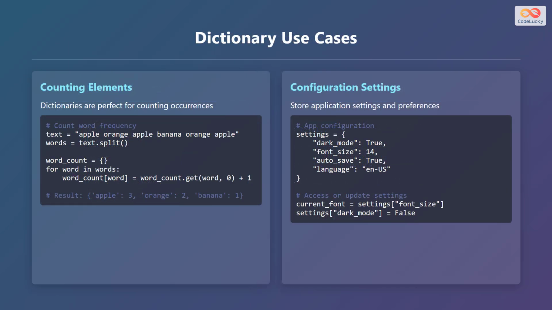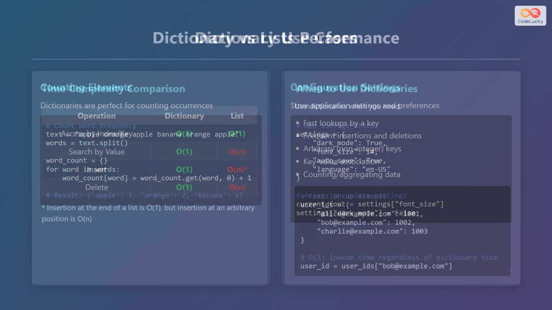Here are some common use cases for dictionaries in Python. Dictionaries are highly effective for counting occurrences of items in a list or text. You can iterate through the items and use a dictionary to store the count of each item. Dictionaries are useful for storing application settings and preferences. Each setting can be stored as a key-value pair, allowing for easy retrieval and modification of settings.